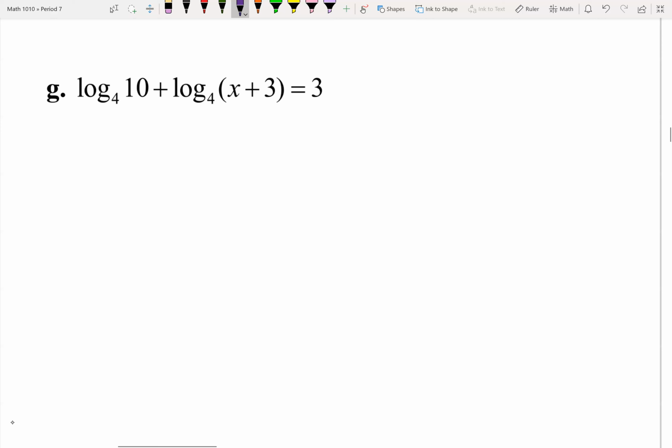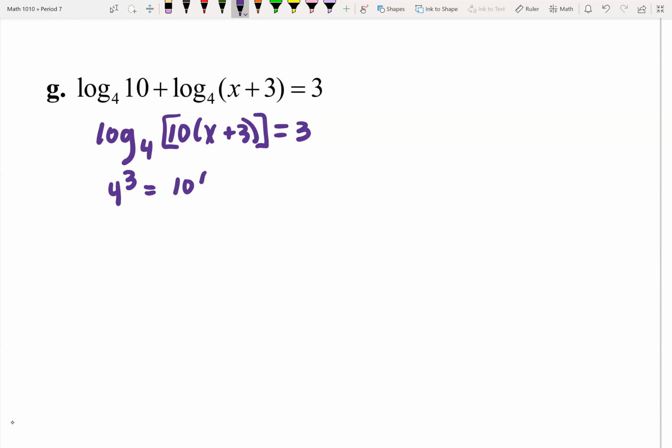Okay, two logs and a number that's not a 0: condense and convert. So this is going to be log base 4 of 10 multiplied by x plus 3 equals 3. Now I'm going to convert it. So it's 4 to the 3rd equals 10 times x plus 3. Yes, you can distribute that right now and write 10x plus 30, but I don't want to freak anybody out.